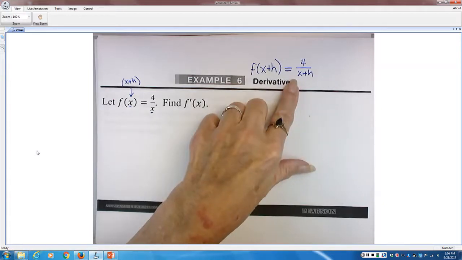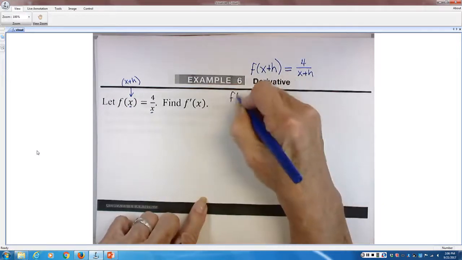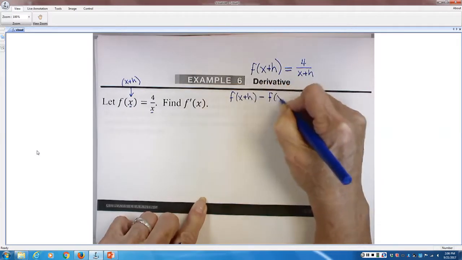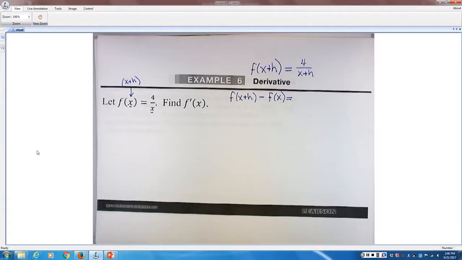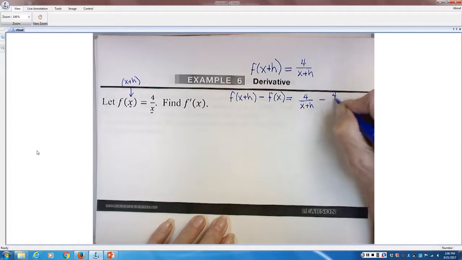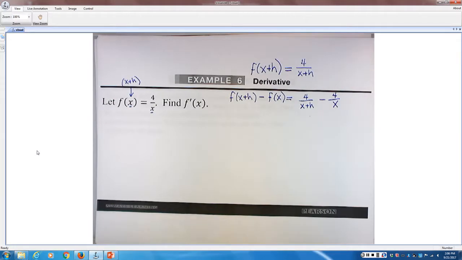If this is f of x plus h, what does f of x plus h minus the original function f of x look like? Okay. Now we have to simplify that. What do you need when you're subtracting 2 fractions and they have different denominators? Kim?